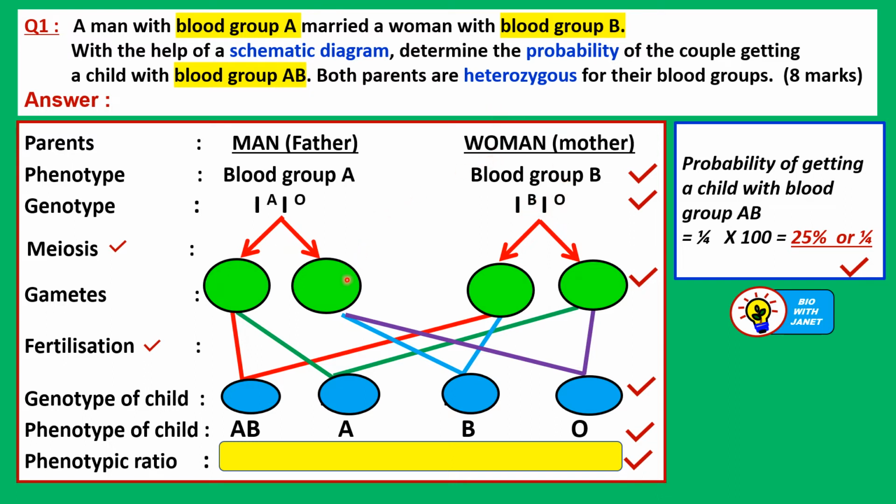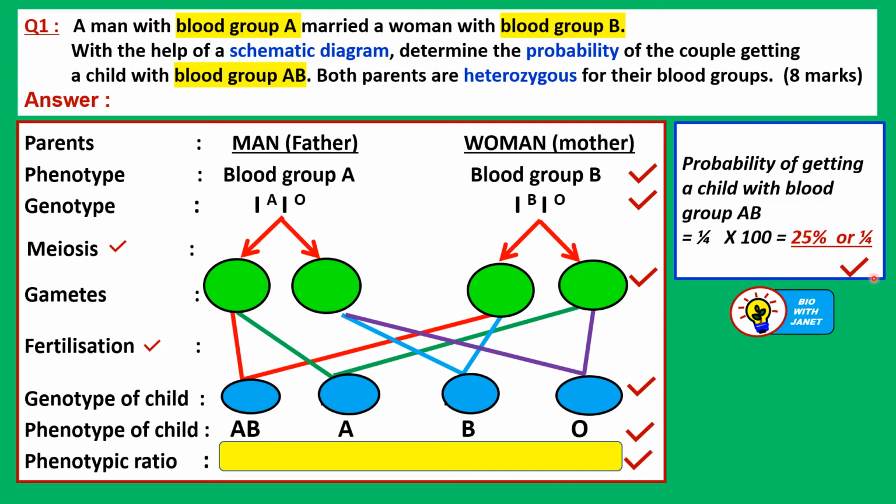Right, so now can you please fill up what happens in meiosis? What are the alleles in the gametes? And then what are the alleles in the child? Okay, and then what is the phenotype or blood group of the child? And the phenotypic ratio. Okay, so pause the video for a while and just try to fill in the blanks here. All right. Okay, let's look at the answer.